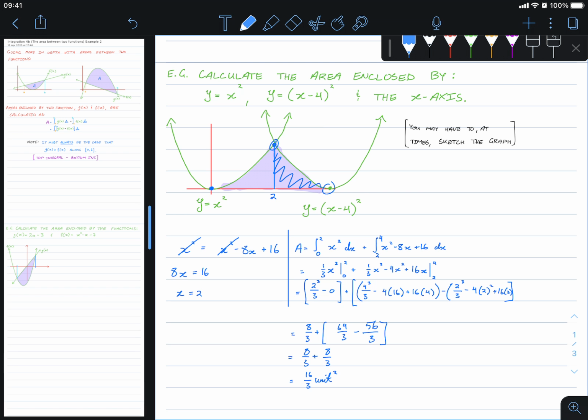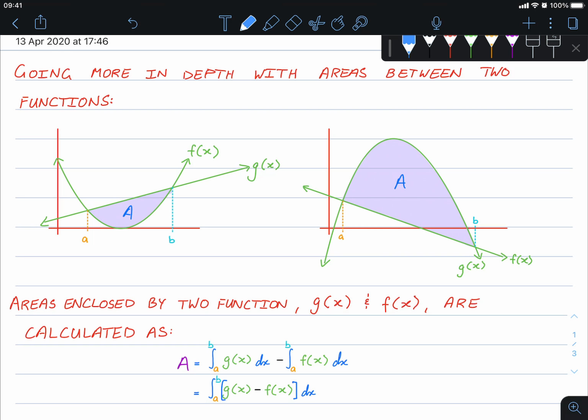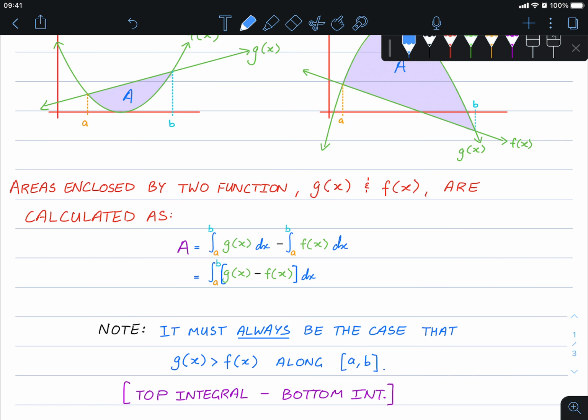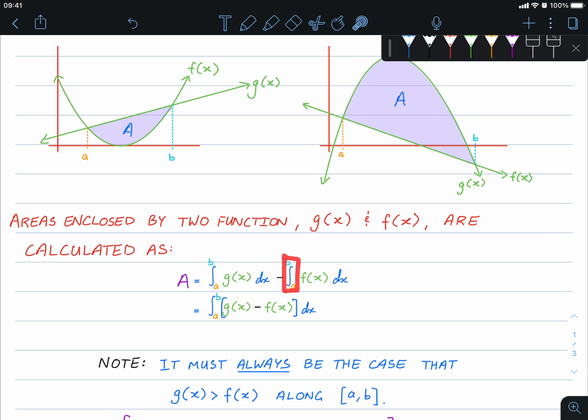In this example, we're going to find the area between the two functions if they're enclosed by the two different functions that we're working with. Areas enclosed by two functions, g of x and f of x, are calculated as A equals the integral from a to b of g of x dx minus the same interval of f of x dx.